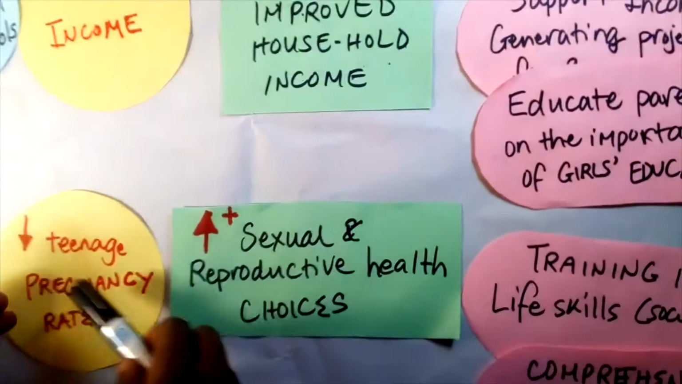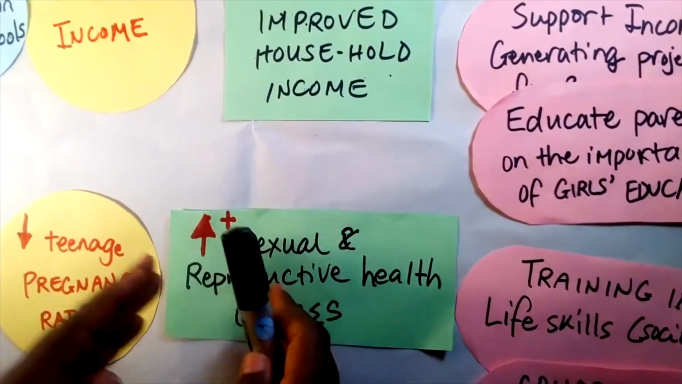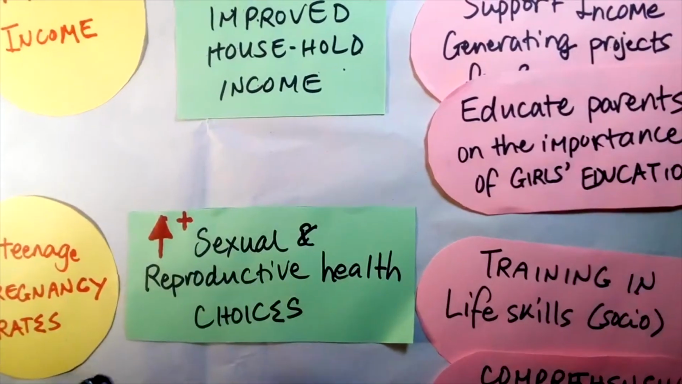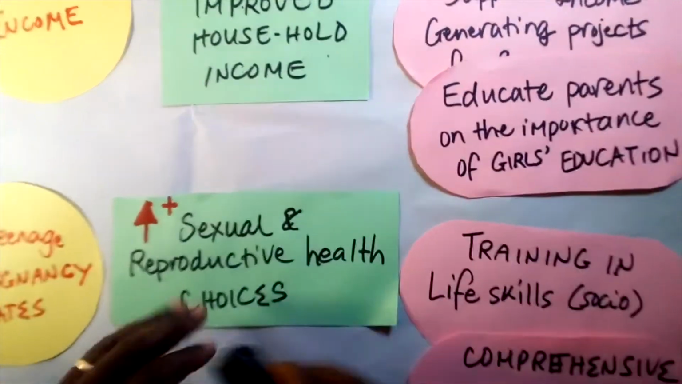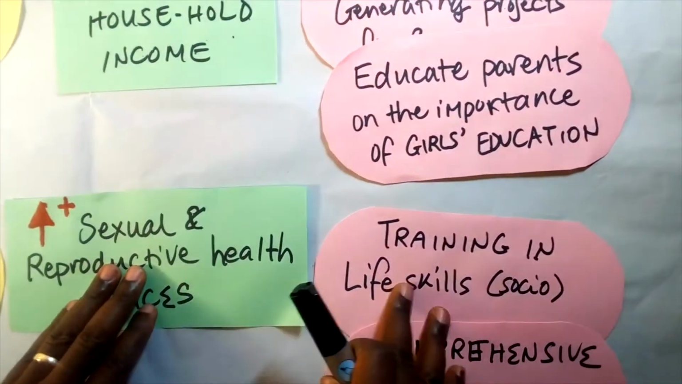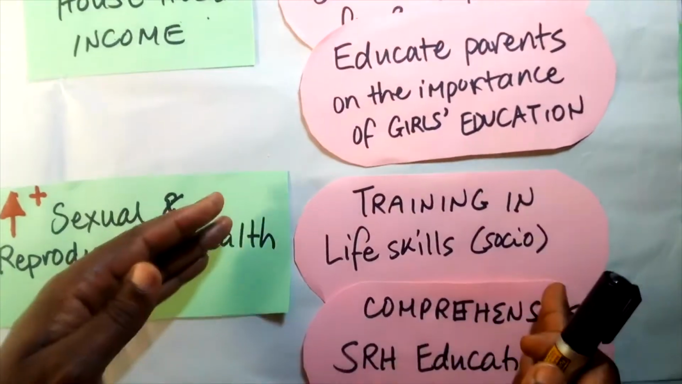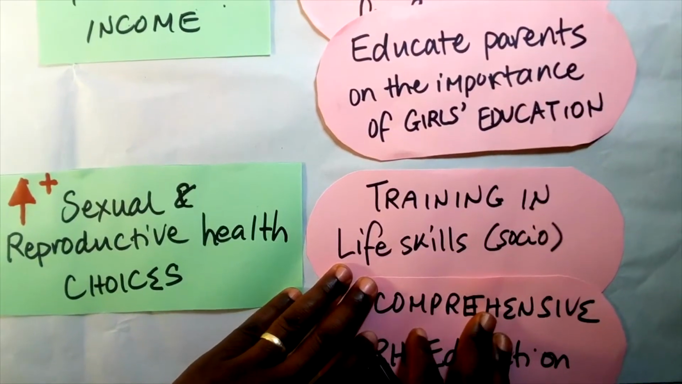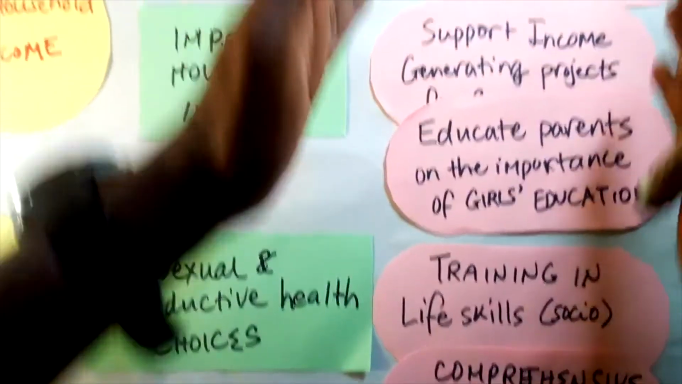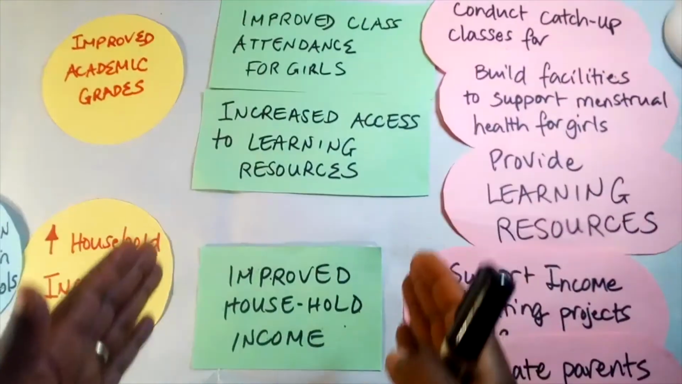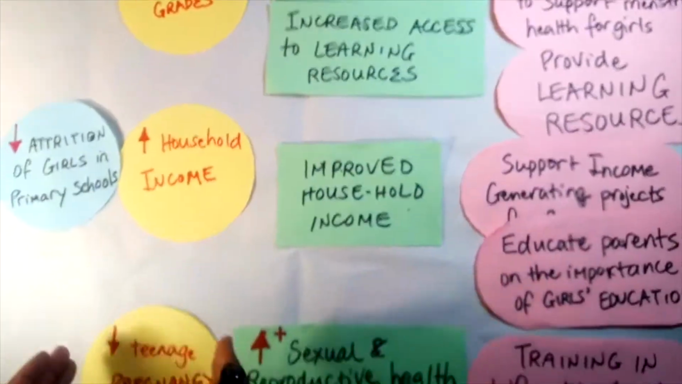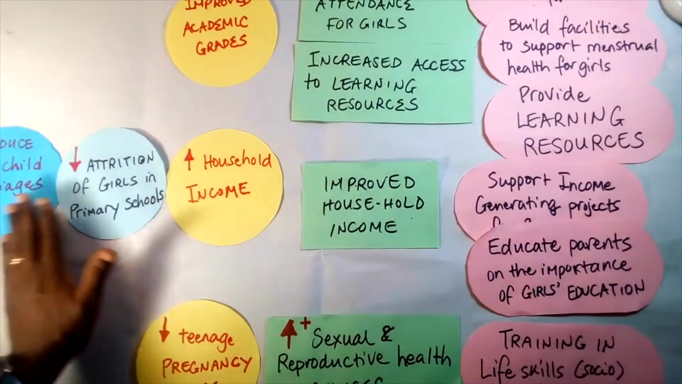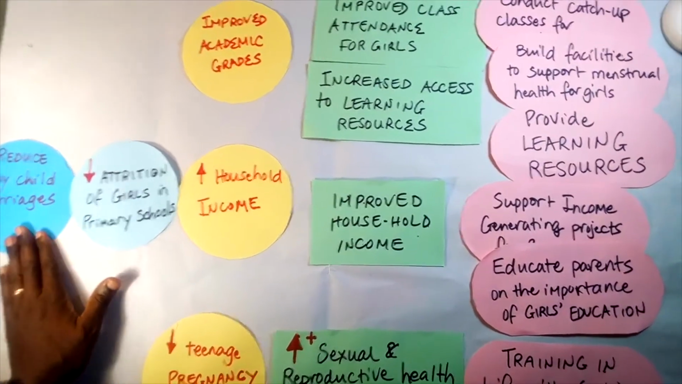Then reduce the teenage pregnancy rates. The intermediate outcome there is to increase sexual and reproductive health choices, but particularly that those are positive choices that the young girls make. For them to be able to get there, we've got to train them in psychosocial skills. We've got to provide comprehensive sexual and reproductive health education. And so we've lined up now activities that relate to these intermediary outcomes, to the next level of outcomes, to the objective of our project, which is that girls complete school, and finally, that we reduce early child marriages.